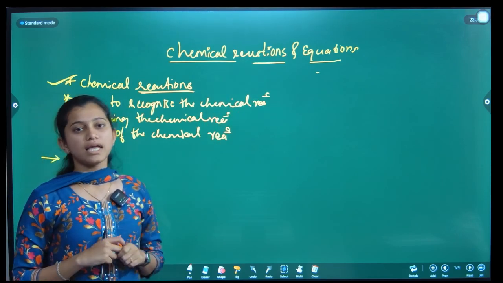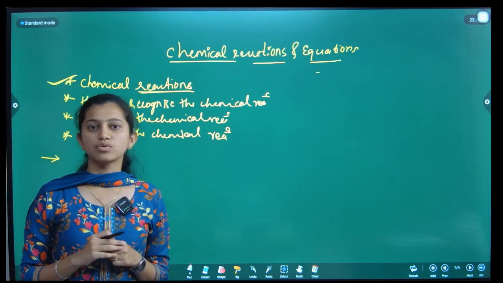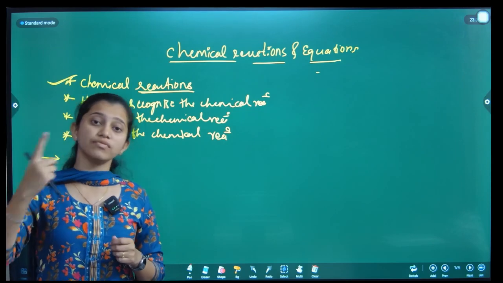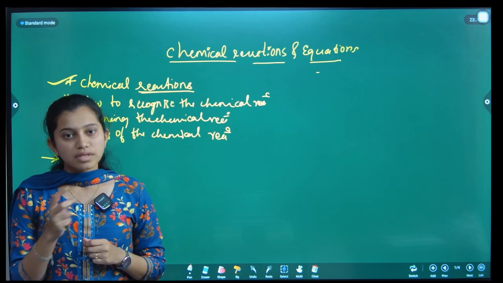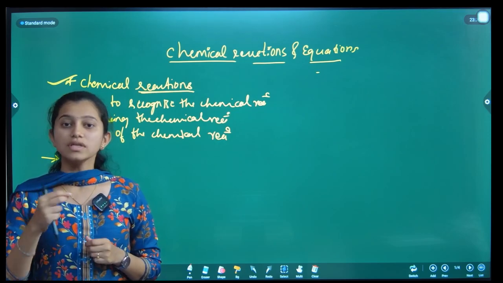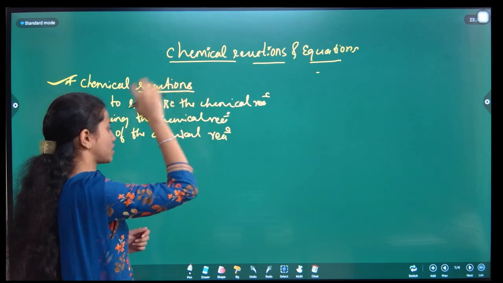For example, we'll take one element, you can take any element, hydrogen. Sometimes hydrogen will convert into H2 in the form of gas. So this equation undergoes some changes. Those changes are known as chemical reactions.